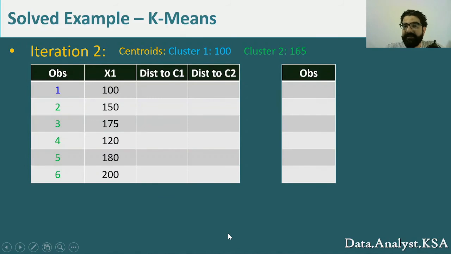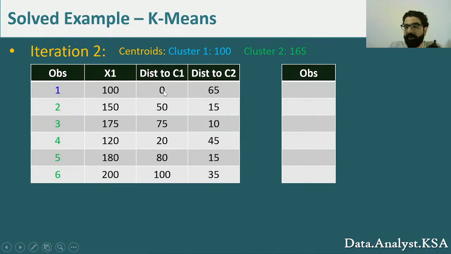And now I go into my second iteration, and I'm going to again calculate the distances, except this time for cluster 2, the centroid changed to 165. So for cluster 1, point 1 is at 0 distance from the cluster centroid. For observation 2, it's 50 away from cluster 1, and it's 15 away from cluster 2. For observation 3, it's 75 away from cluster 1, and it's 10 away from cluster 2, and so on. And then again, I'm going to select the clustering based on the point that is closest.